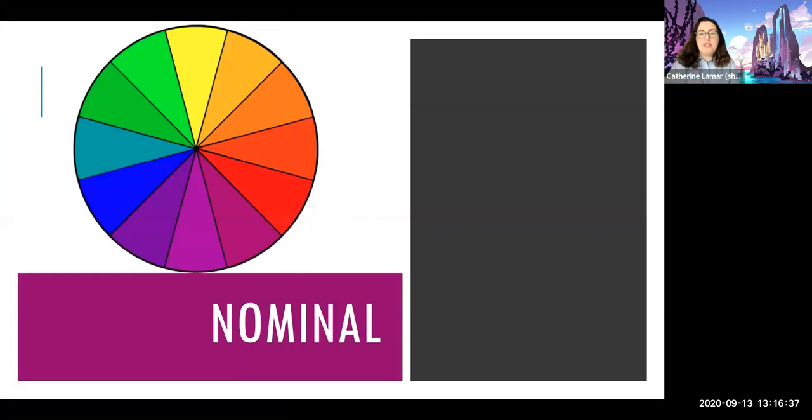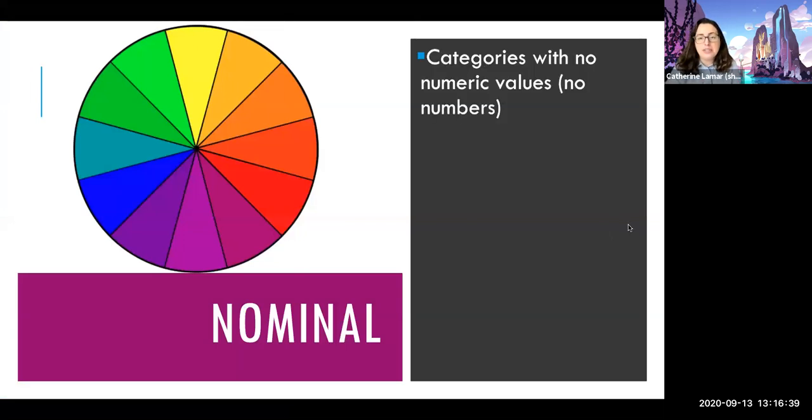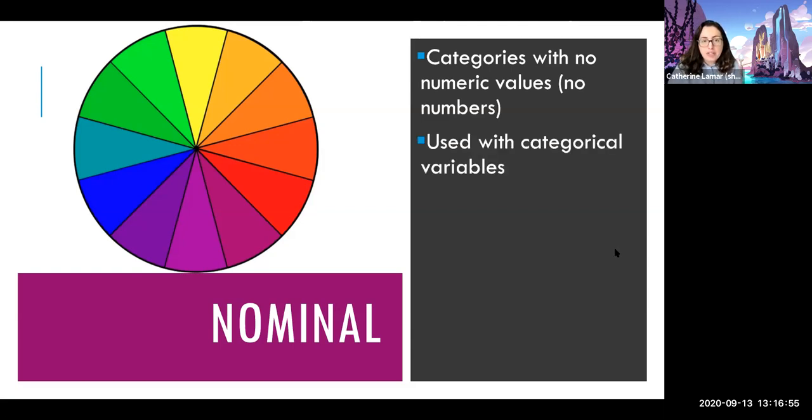A nominal measurement scale involves categories that have no numerical values, or in other words, no numbers. So if you ask participants a question and then give them options to choose from, and those options don't have any numbers, that's called a nominal scale. This is often used with categorical variables, or variables that have different categories, but those categories don't necessarily mean more or less than anything else.